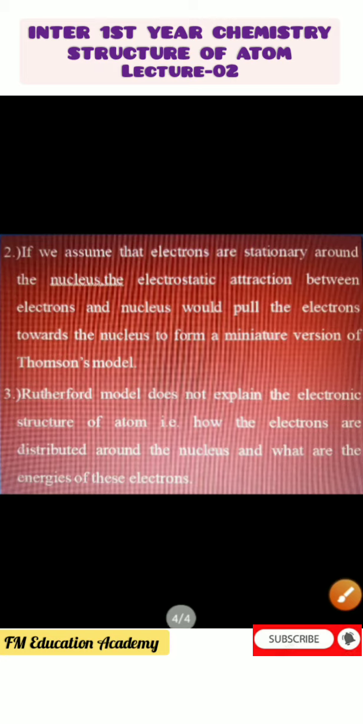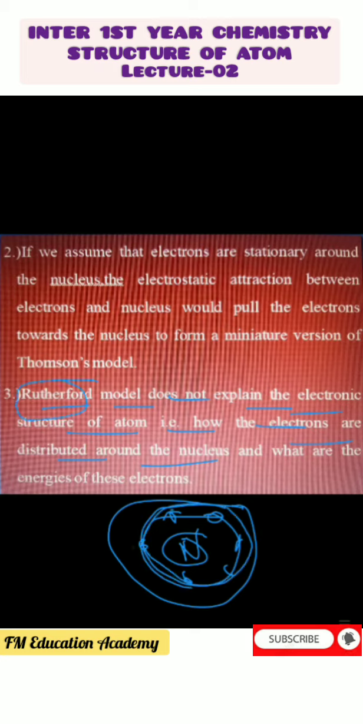Third drawback is that Rutherford model does not explain the electronic structure of the atom. That is, how the electrons are distributed around the nucleus. He says that the nucleus is there and electrons are revolving around the nucleus, but how they are arranged, how they are distributed, that is not said by Rutherford model. And what are the energies of these electrons?